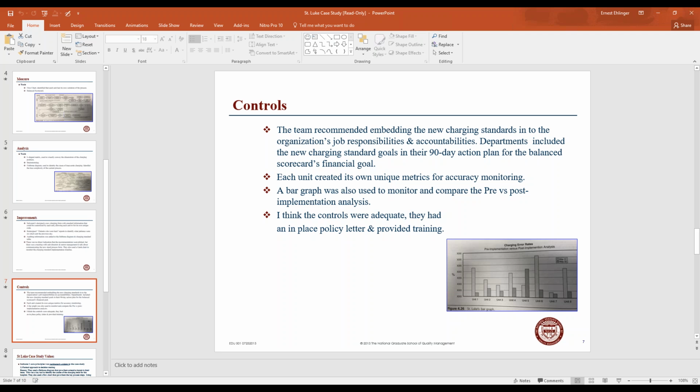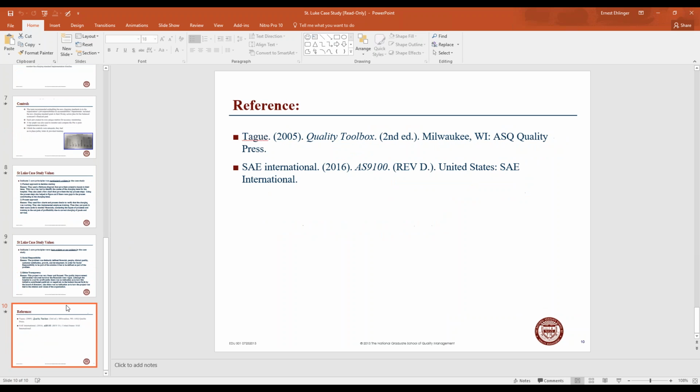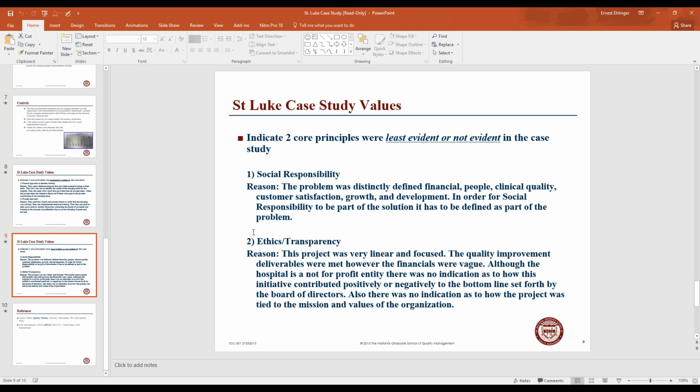And so that's something that we'll talk about more in the last semester of your course. We'll cover the controls based on your recommendations, but what do you think was adequate in using these things in improvement? So that was part of the drill here with the St. Luke case study. And then we're most interested in also looking at, can you apply the core values, the 11 core values, which ones were you seeing evident, which ones are missing?